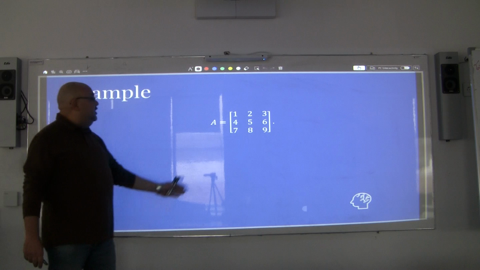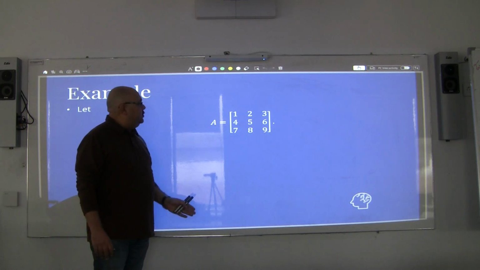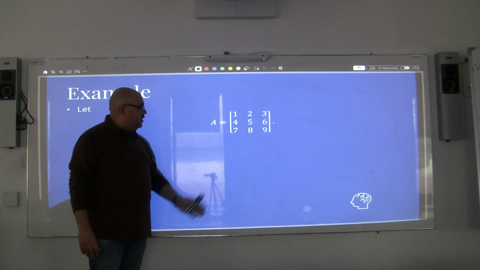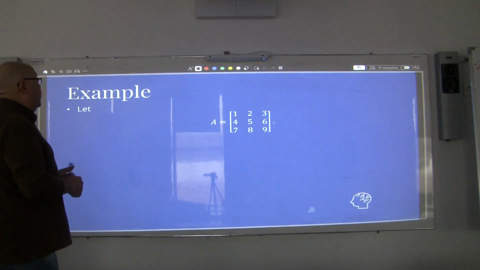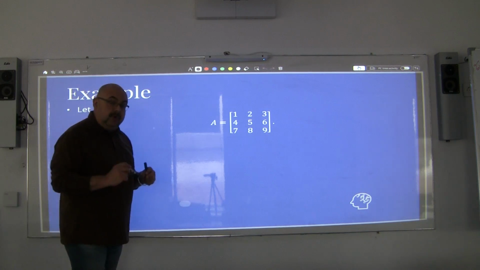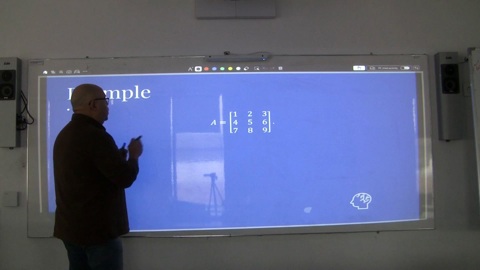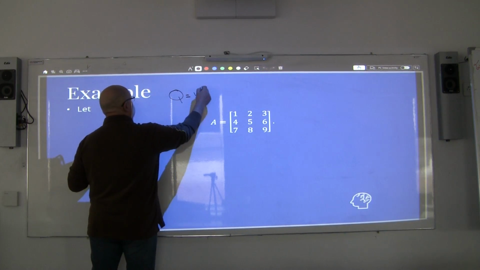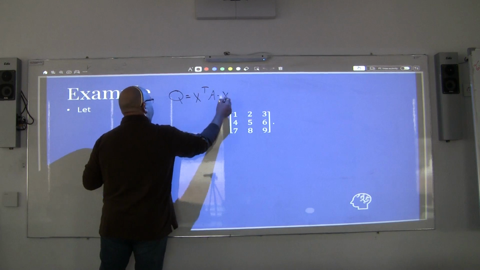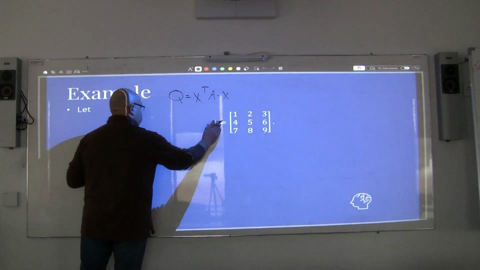So if I have this matrix in front of you, it's not a symmetric matrix, it's a general matrix: 1, 2, 3, 4, 5, 6, 7, 8, and 9, for any numbers, whatever the numbers. If I want to get the quadratic form relative to this matrix, all I have to do is to say that Q equals X transpose A times X, which is really very simple. All I have to do is to multiply.